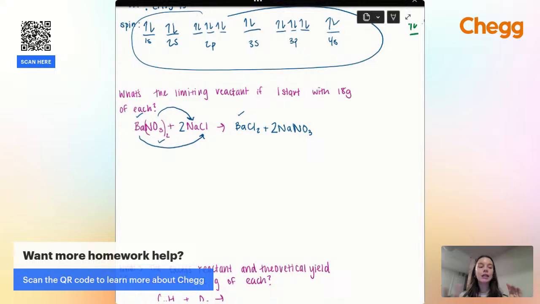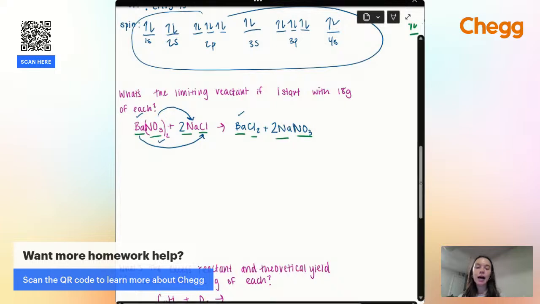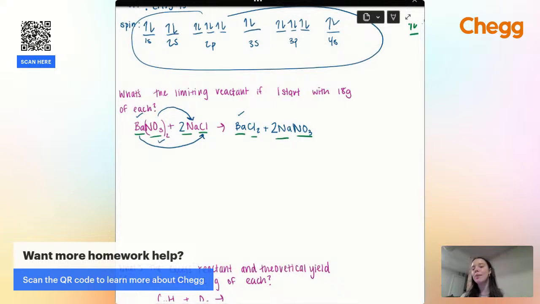So we're good. Let's do one last check to make sure everything matches up. 1 barium, 2 nitrates, 2 nitrates, 2 sodiums, 2 sodiums, 2 chlorides, and 2 chlorides. So our equation is correctly balanced. If you have any questions on how I balance that, let me know and I can slow it down, or we can do some other practice. But for now, we're going to solve the limiting reactant part.